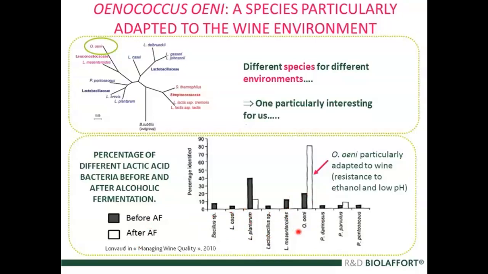However, when must is fermented by yeast and gives wine, then Oenococcus oeni is one of the only species that is found, at least considering lactic acid bacteria, because it is particularly adapted to wine, because it's resistant to ethanol and can stand low pHs. So really, Oenococcus oeni has very specific abilities that make it one of the most fitted lactic acid bacteria to stand the wine conditions.